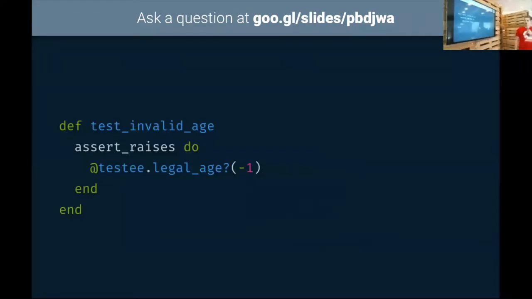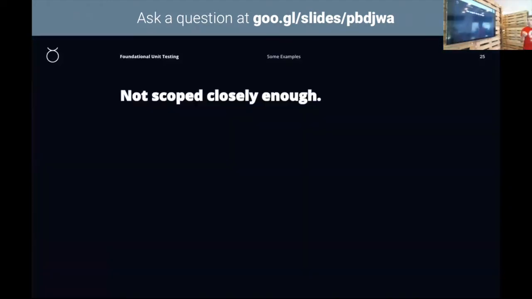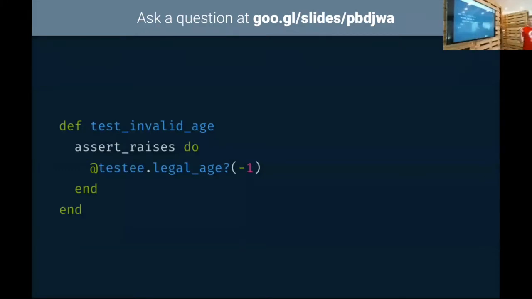All right, here's another one. This is a simple test that just says, if someone puts in their age as -1 years, you tell them to go away. Simple enough. The one problem with this is it doesn't actually say what type of error you're expecting.